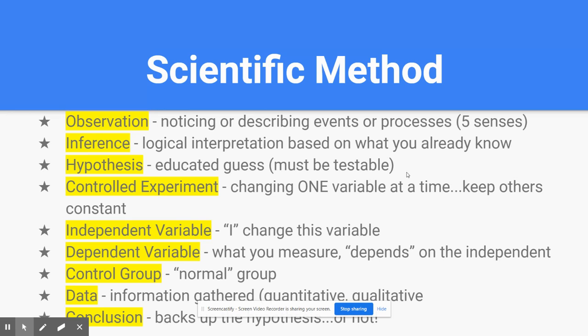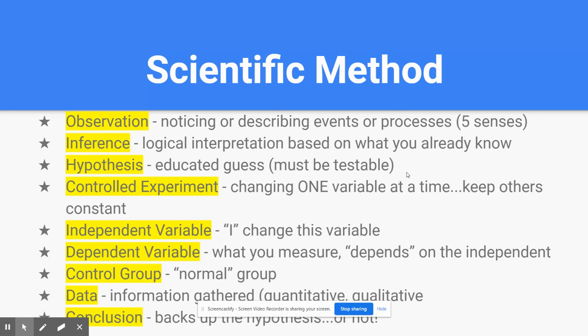An inference is an interpretation based on what you already know. So not a direct observation, but maybe there are clues and some things that you've experienced in your life, and you see those same clues, and you can infer, or get a really good guess as to what's going on without actually seeing it. Hypothesis: educated guess. I know that's the way I learned it growing up. We kind of keep things consistent, so teachers say educated guess. It must be testable. Got to be able to test it. That gives us our experiment, right?